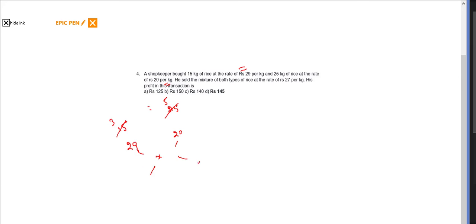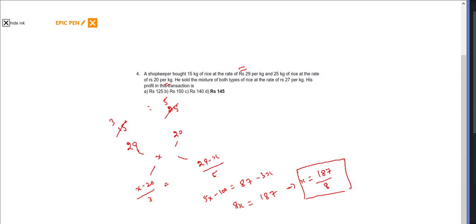So what's our alligation table? 29 minus x over x minus 20 equals 3 over 5. So this is 5 times 29 minus x... 145 minus 5x equals 3x minus 60, so 8x equals 205. Hmm, as spoken: this is 5x minus 100, which is equal to 87 minus 3x. So this is 8x, which is equal to 187. So x equals 187 by 8. This is going to be the price of my resulting mixture.